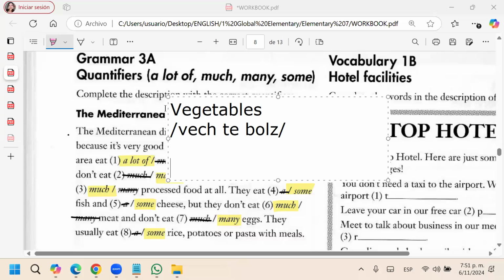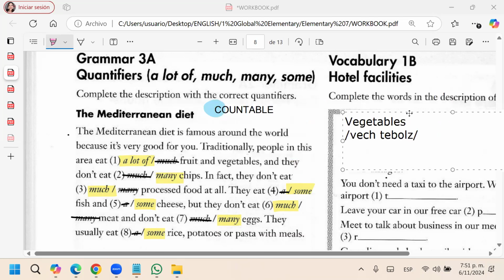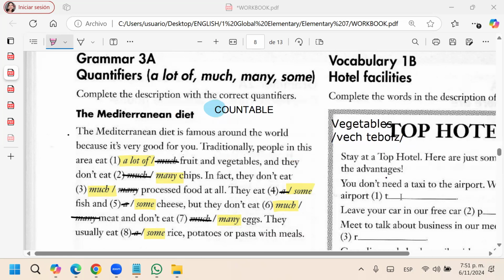A lot of people try to pronounce all 4 syllables, and we have to pronounce just 3. Vegetables. That's it. Like this. Don't try to pronounce the 4 syllables. Just 3. Vegetables. That's the pronunciation. I'm going to write it here and leave it.